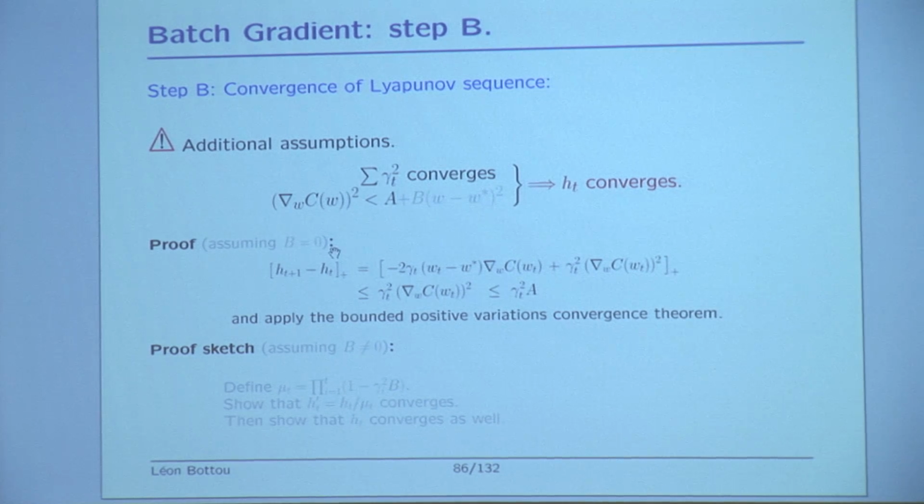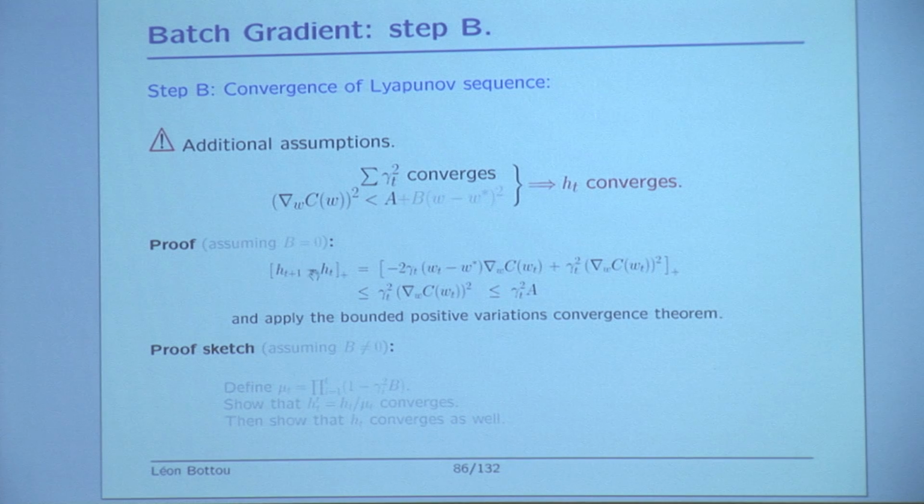I have this constraint that I'm going to say that the square of my gradient is less than A plus B times (W minus W star). But first, I'm going to assume there is no B for simplicity. And I'm going to assume also that the sum of the gamma t square converges. And this is going to be enough to prove that H_t converges. And the proof is simple.